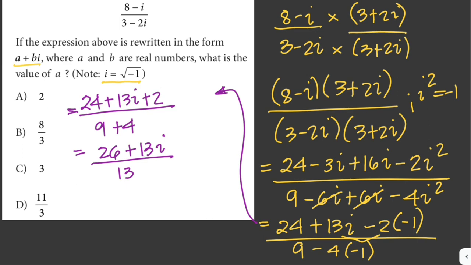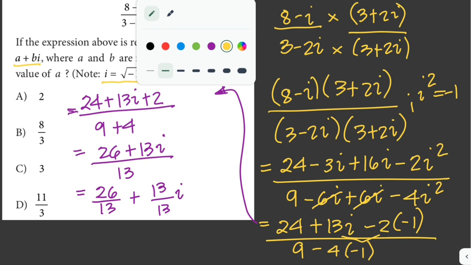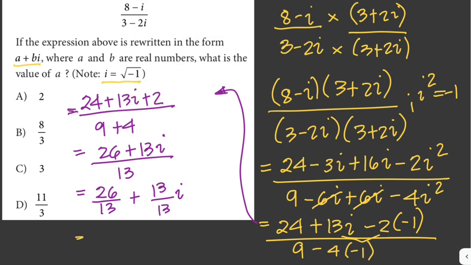And we don't have that here in our choices, so we can write this as 26 over 13 plus 13i over 13. And simplifying this further, 26 divided by 13 is just equal to 2, plus 13 divided by 13 is 1, so that is 1i, or we have 2 plus i. Therefore, because this is in the form of a plus bi, the value of a here is just equal to 2.